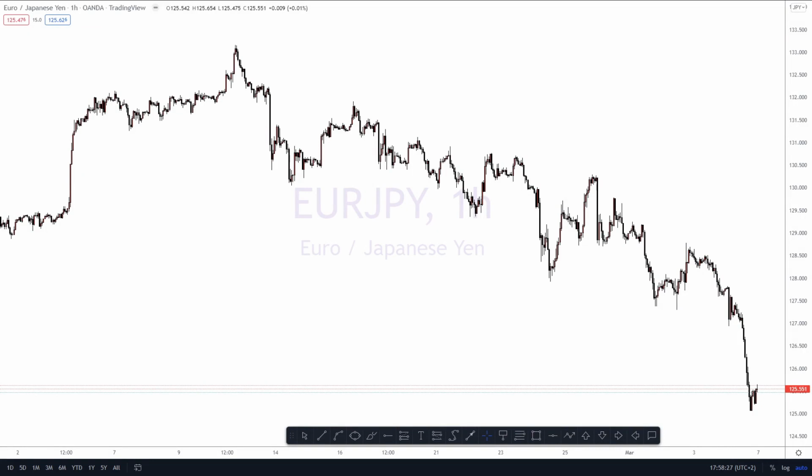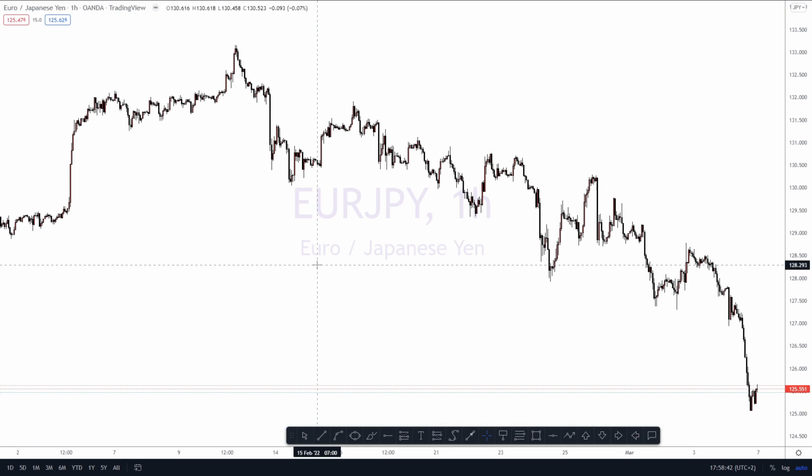So we're back again with another market outlook for week 10, I think, if I'm not wrong, week 10 of 2020, which will begin on the 7th of March up until the 11th of March.